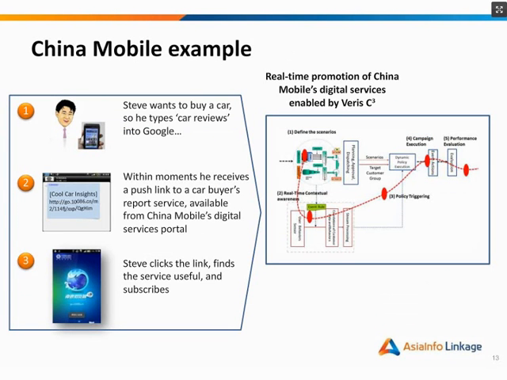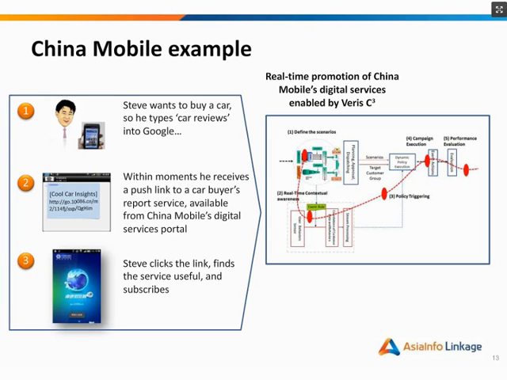So this slide shows one of China Mobile's use cases. It's a service for promoting to car buyers. People want to buy a new car, and China Mobile has partners that provide a service which allows people to see car reviews and prices, and that's sold through their digital services portal.